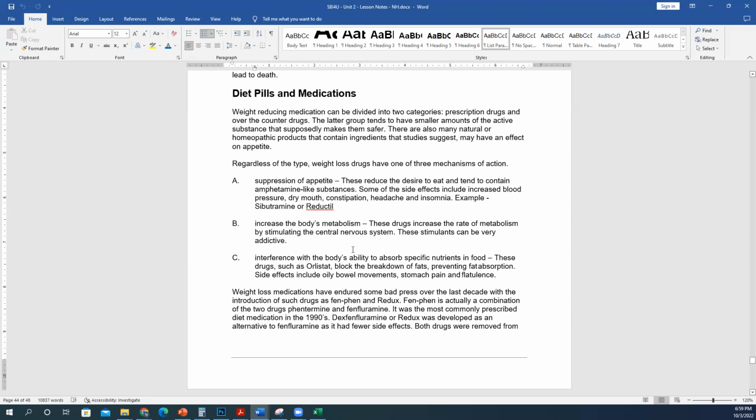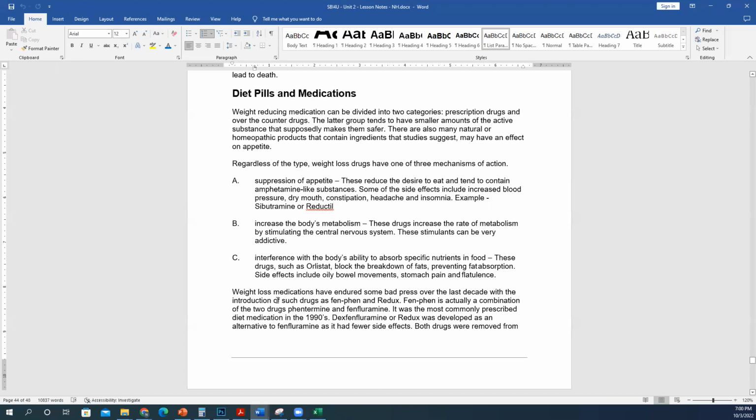The other category is weight loss drugs that increase your body's metabolism. So these drugs then increase the rate of your metabolism by stimulating your central nervous system. And the problem with these is that these can be very addictive and habit forming. So these are not good either.